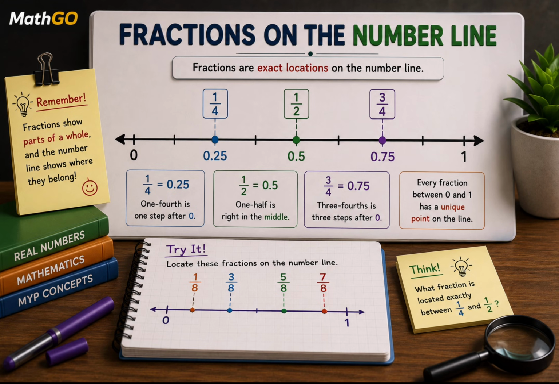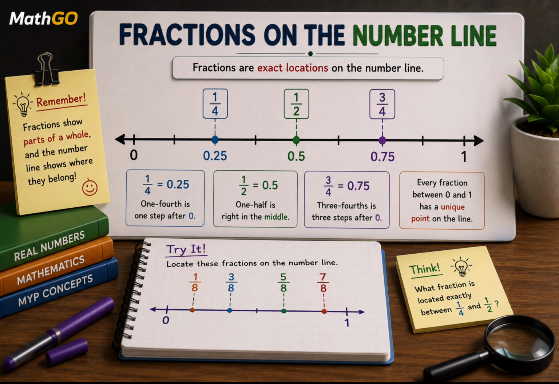Now, look at the connection. 1/4 is equal to 0.25, 1/2 is equal to 0.5, and 3/4 is equal to 0.75. The fraction and decimal are different representations of the same quantity. This gives us a powerful mathematical connection. Fraction, then decimal, then position. They are not three separate ideas. They are three ways of describing the same mathematical quantity.